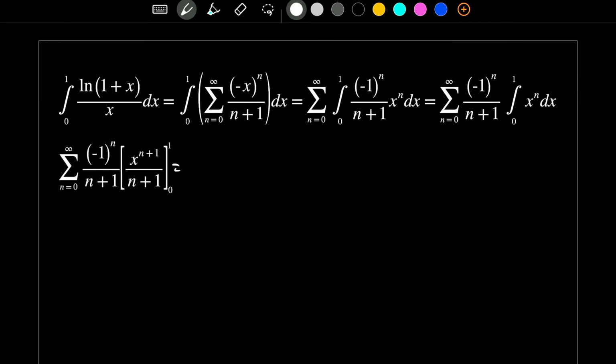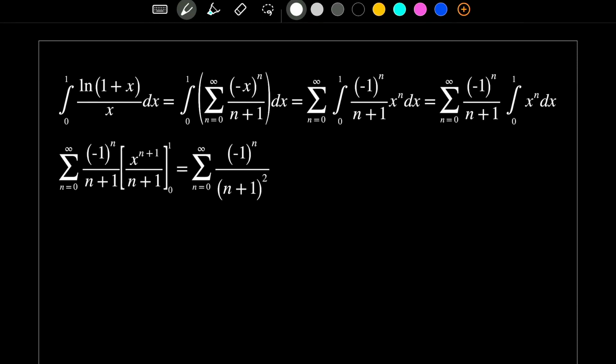So we're going to get the sum from n equals 0 up to infinity of (-1)^n divided by n plus 1, and then times, let's see, 1 to the power of n plus 1 is just 1 divided by n plus 1, minus, of course, 0, so we're not going to write that, and so eventually we just have this sum with (n plus 1) squared.